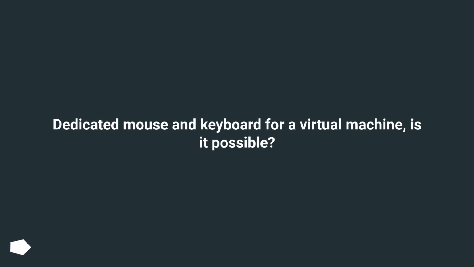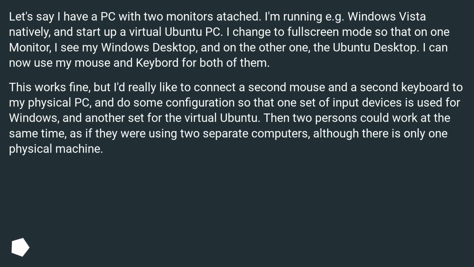Dedicated mouse and keyboard for a virtual machine, is it possible? Let's say I have a PC with two monitors attached. I'm running, for example, Windows Vista natively, and start up a virtual Ubuntu PC. I change to full screen mode so that on one monitor, I see my Windows desktop, and on the other one, the Ubuntu desktop. I can now use my mouse and keyboard for both of them.